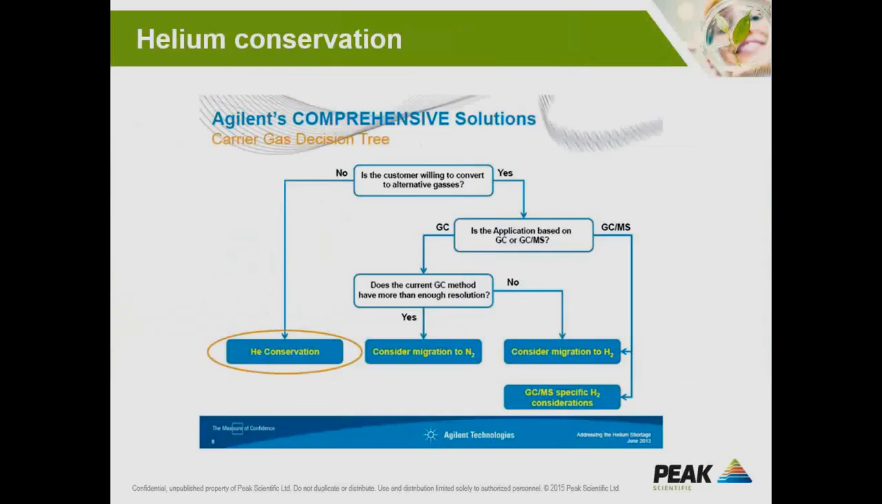Now, I stole this figure from Agilent from a presentation they did a couple of years ago. It's basically looking at the use of helium or alternatives for labs. And you see on the left-hand side, helium conservation is highlighted. So in terms of applications where the customer is unwilling or unable to use an alternative to helium, then helium conservation is something that they should consider. Whereas on the right-hand side, you see if they're using GC or GCMS, there are the options to move to nitrogen or hydrogen. And this is something we'll explore in more detail.